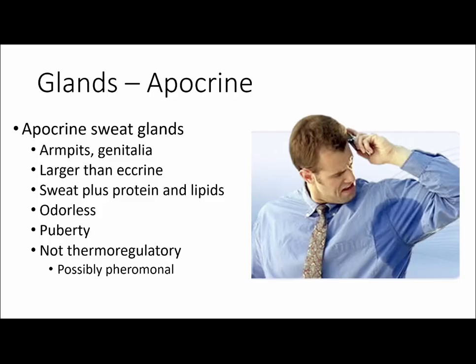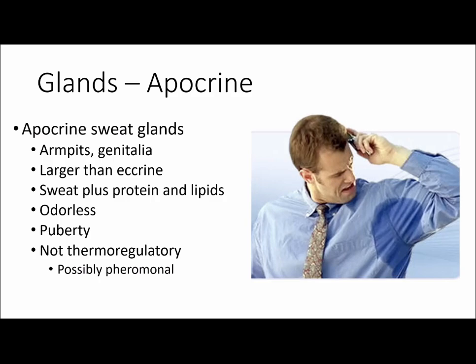So the sweat from these glands is odorless, but the bacteria on the skin in these areas likes to break down the proteins and the lipids that are secreted with it. So remember, those proteins and lipids are specific to the apocrine sweat gland products. So that's what actually stinks. That's what causes your body odor, is the bacteria on the skin in these areas breaking down those proteins and lipids.